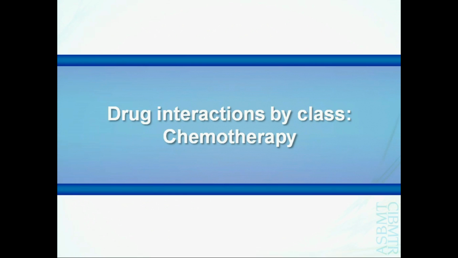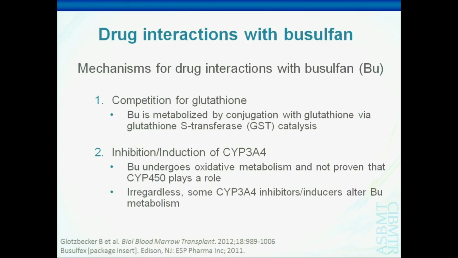So next we will switch gears and start looking at different classes of drug interactions, classes of drugs that are commonly used in the transplant setting, first starting with chemotherapy. Mechanisms for drug interactions with busulfan are essentially twofold. First is competition with glutathione, and this is because busulfan is metabolized by conjugation with glutathione via glutathione S-transferase catalysis. The second mechanism of drug interaction with busulfan is inhibition and induction of CYP3A4.